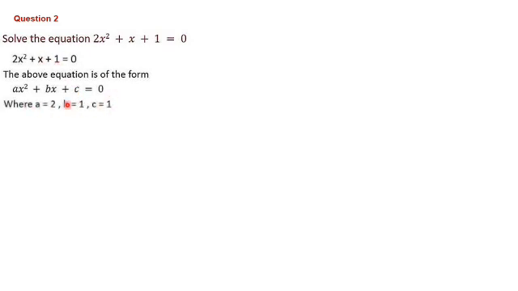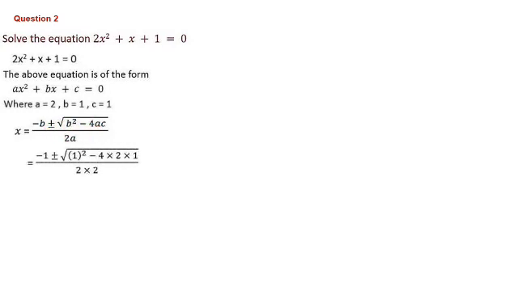Directly also we can write from this equation a is 2, b is 1, c is 1. b means the coefficient of x, a means coefficient of x square, c means constant term. We have written. Then x is equal to, we know the quadratic formula, minus b plus or minus root of b square minus 4ac by 2a. Let's substitute the values.